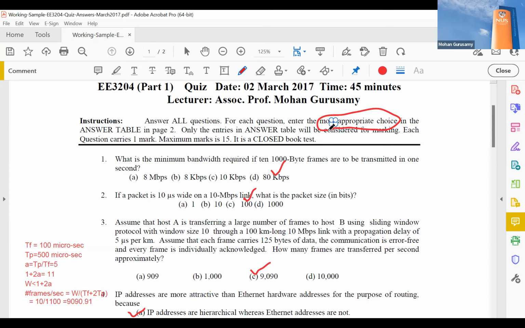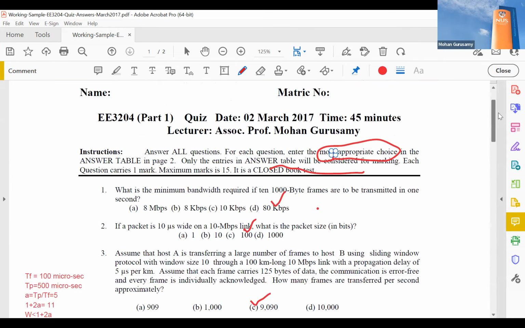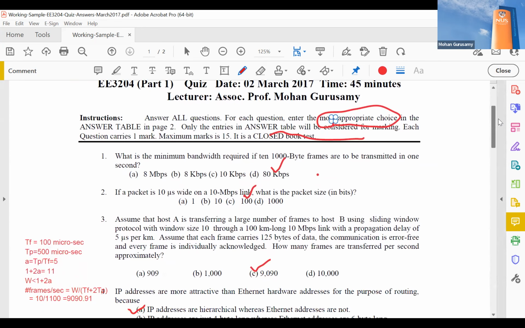Only the entries in the answer table will be considered. For example, here in this case, I put a tick mark here, but in the test, I won't look at the tick mark which you put in the question. What you finally entered in the table, like D, C, C, A, I'm going to look at only those answers. I'm not going to look at your working. That's important to note. So you need to be careful when you write into the table.